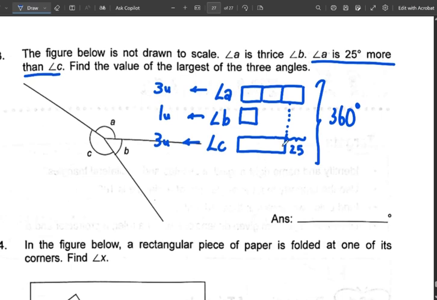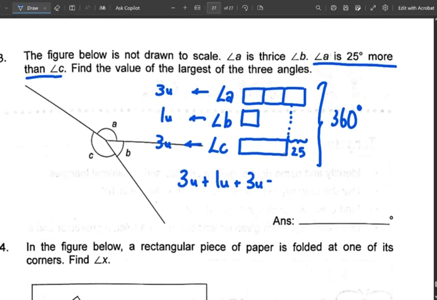Because you see, you add 25 here, right? True. Angle C is just 25 away from being 3 units. Agree or disagree? So 3 units plus 1 unit plus 3 units is equal to 360. Remember, when you add 25, you must add 25 to the total as well. Right? So 7 units is actually equal to what? 385 degrees. Why do I add? Because I want to make sure that C and A are the same.